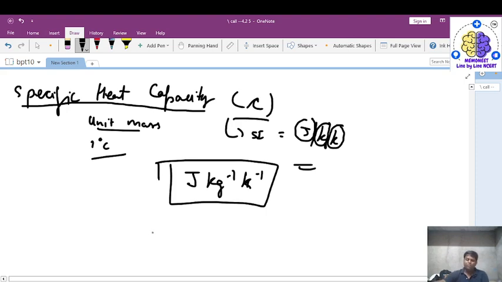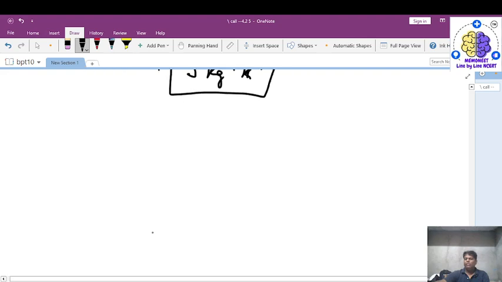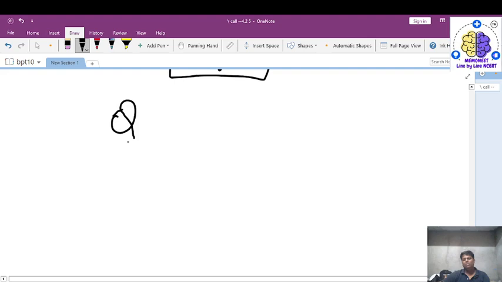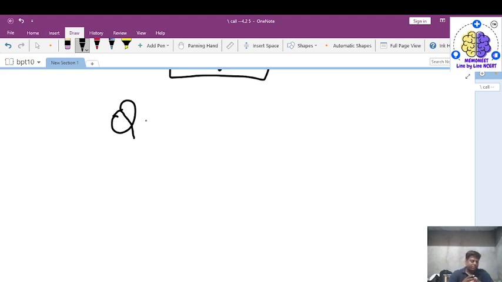Now, if heat is being supplied to a body, suppose the heat is represented by capital Q, right? We will be representing heat with capital Q. If this heat is being supplied to a body, then there will be a change in temperature, right? When we supply heat to the body, the temperature of the body will increase.